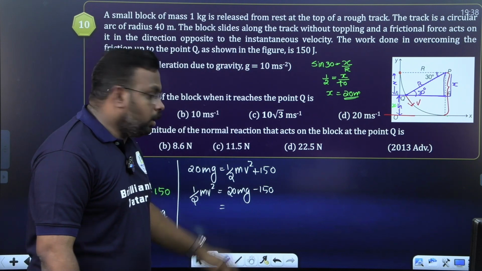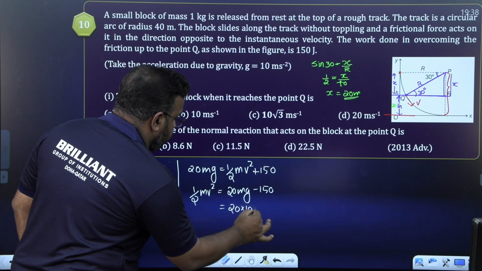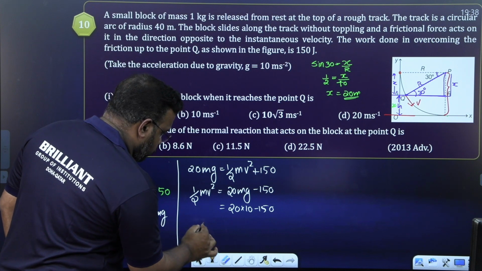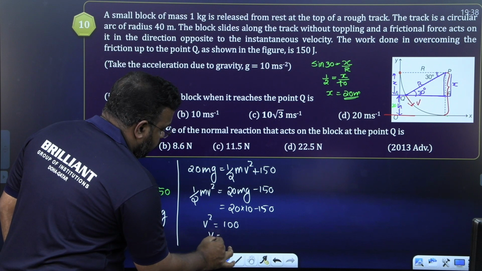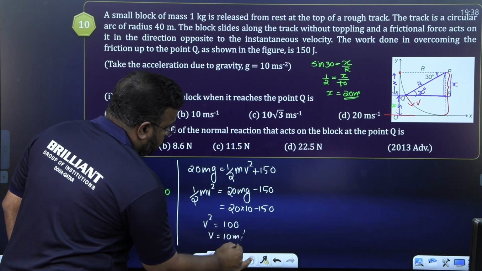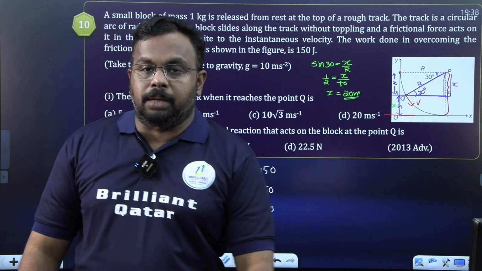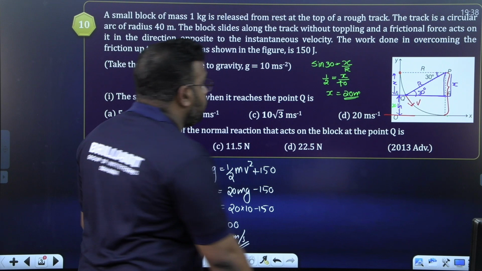Okay. So substitute 20 into mass 1, g is 10, so we get 50. Half mv square is equal to 50, or v square is equal to 100, we get. V is equal to 10 meter per second. Yes. Is it clear or not? Please comment. 10 meter per second is the velocity when the body reaches the point Q.